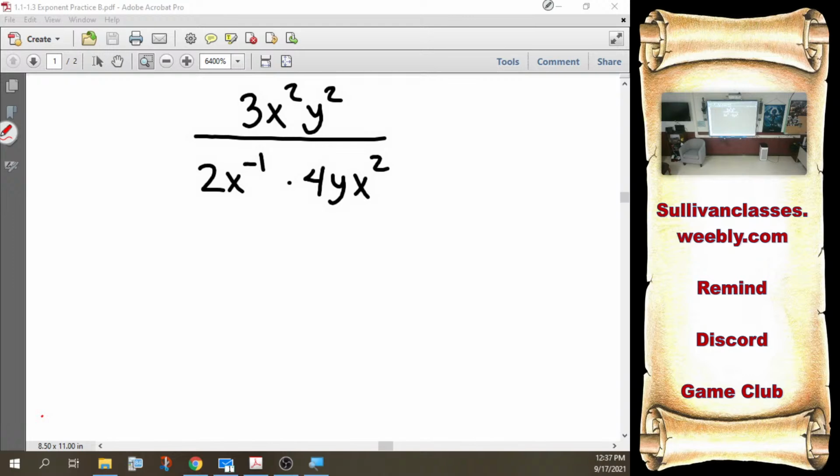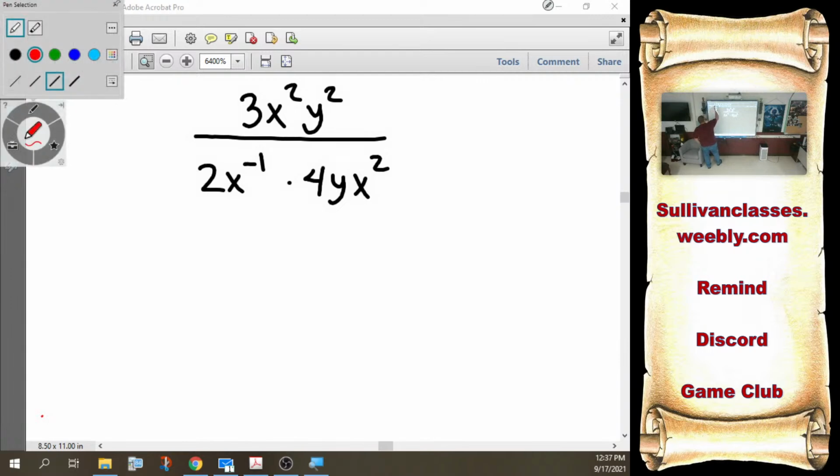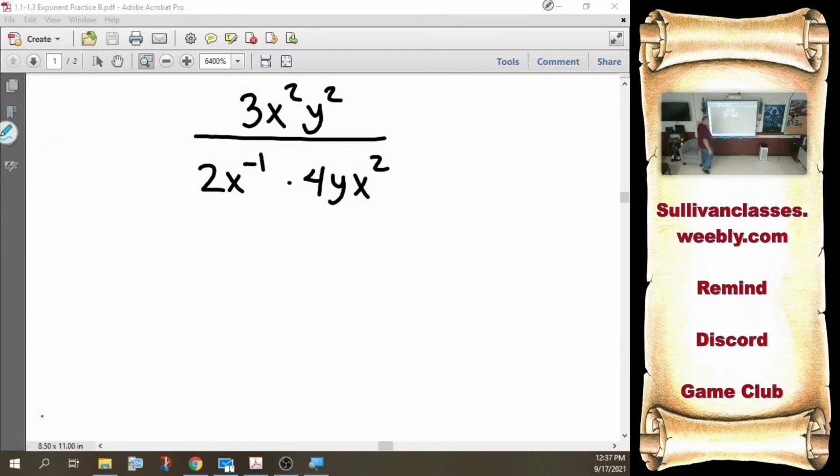Rule number 6 says I can subtract exponents that are the same. Which ones do you want to do that with? The 2 and the 2. If I take 2 minus 2, I get x to the 0, which is 1. So maybe I'll just cancel those out right away.